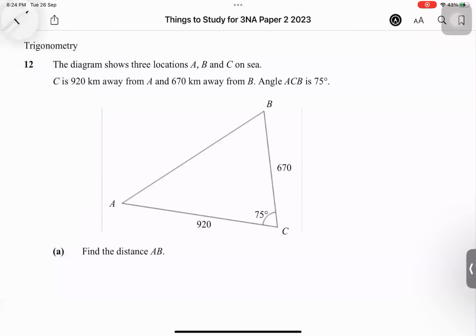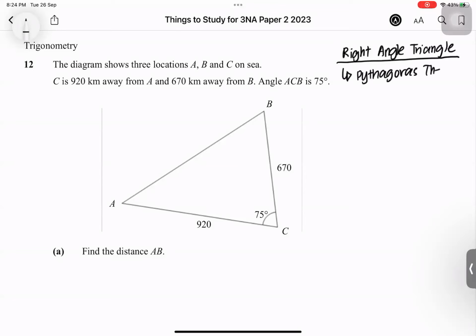Is it a right angle triangle? Most often than not, right angle triangle will be in paper 1 usually. Right angle triangle, first thing you check, can you use Pythagoras theorem? If it's a right angle triangle, then you use Tua, Ka.